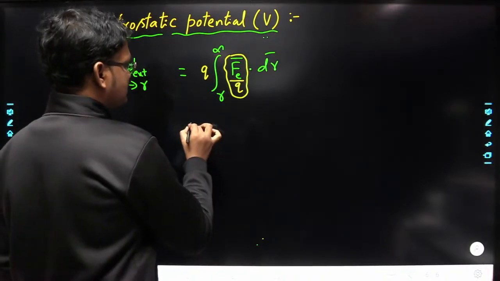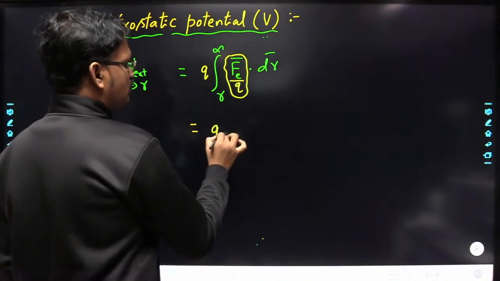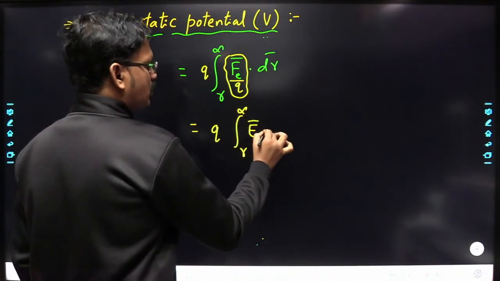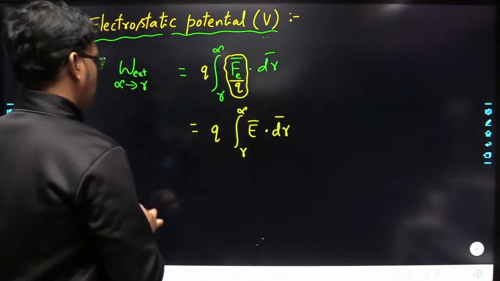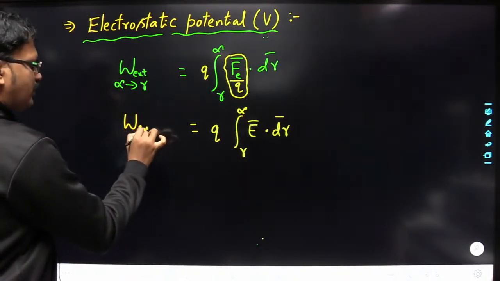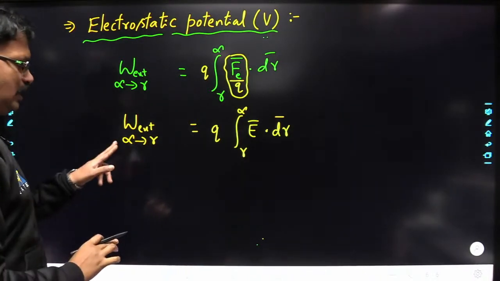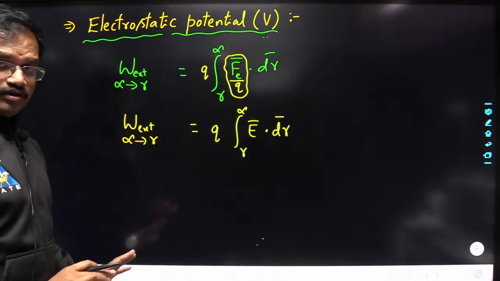So I can represent the same expression as Q times the integral from R to infinity of E bar dot dr bar. So this is the work done by the external agent in moving the charge from where to where here? From infinity to R. Understood?